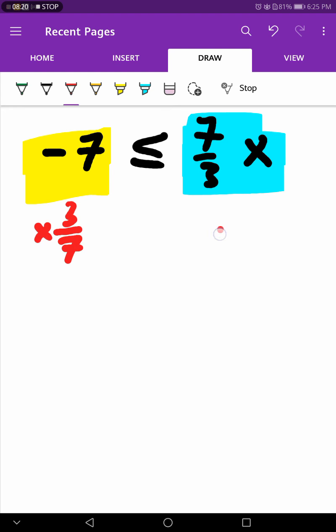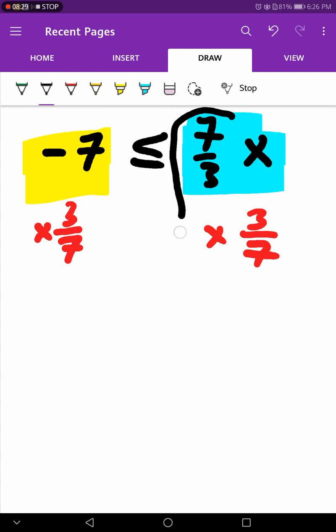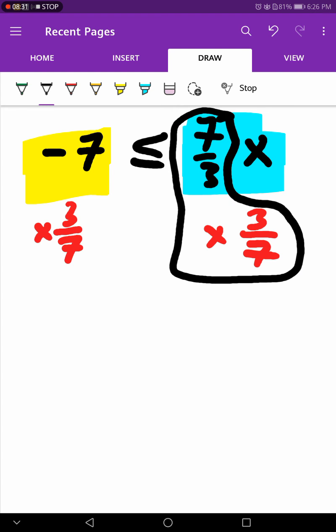Okay, this side and this side, 3 over 7. If I multiply a fraction by its reciprocal, they will be gone. It is equal to 1. So the x comes down alone. And see, the sign will not change because it is positive.